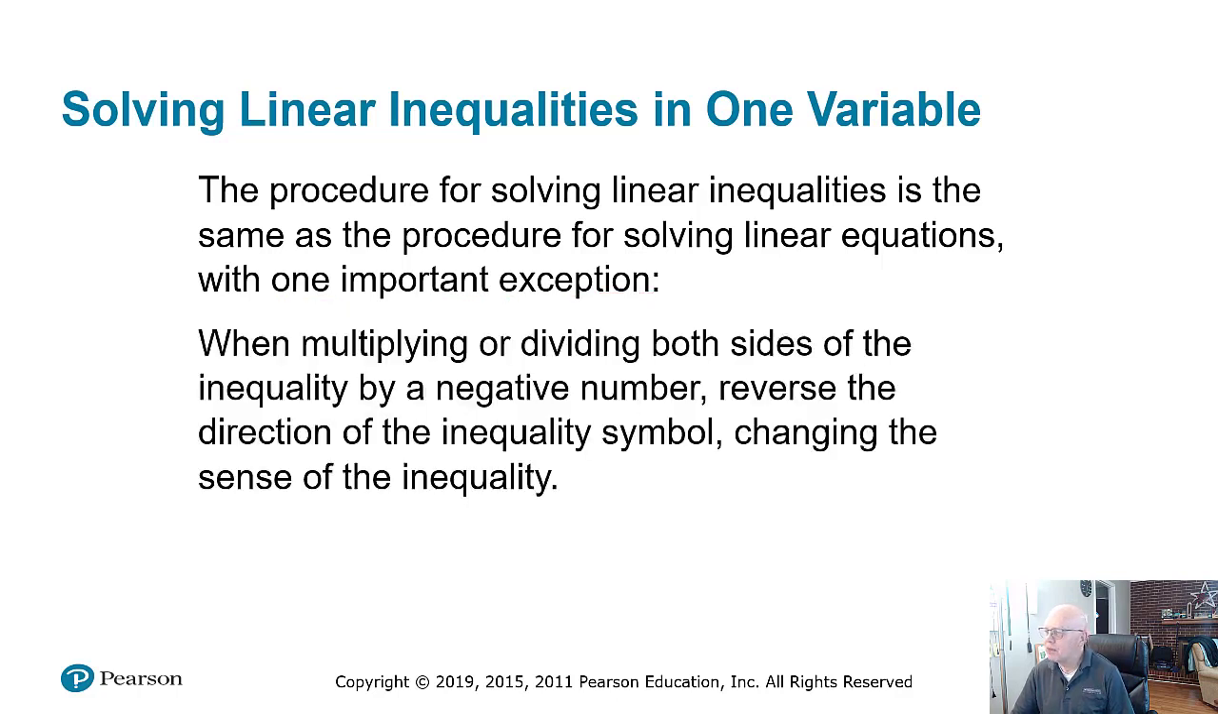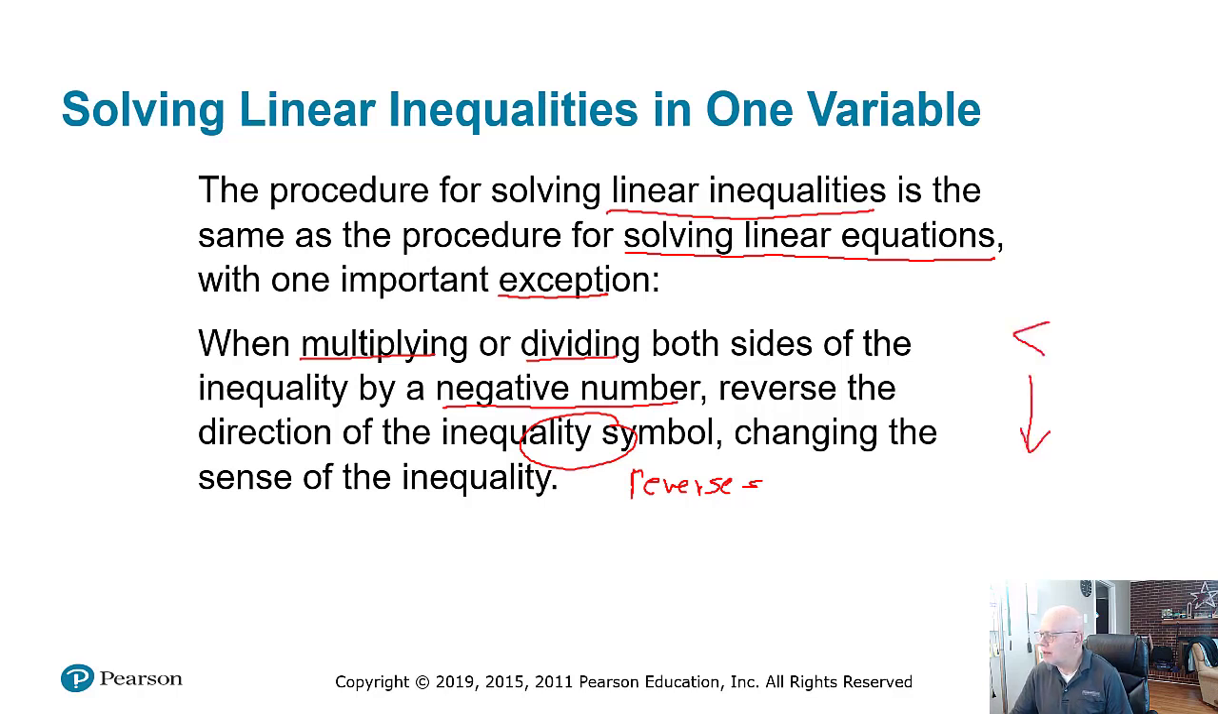What's that exception? We're going to solve these linear inequalities like we're solving the linear equations, except if you multiply or divide both sides by a negative number, the inequality reverses. Negative number being multiplied or divided on both sides. Of course, we do it on both sides. Negative number, reverse that inequality. So this becomes that. This becomes that. It's as simple as that.